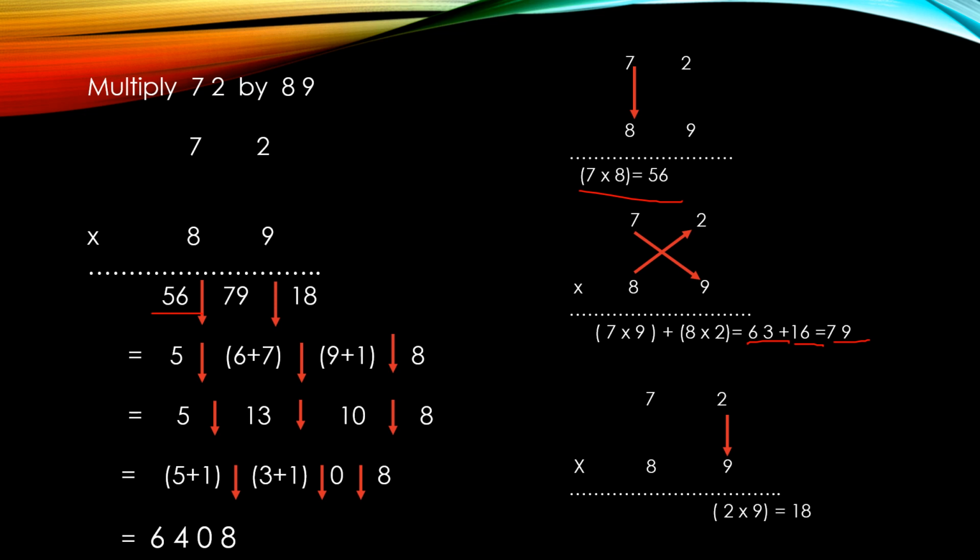Then we apply vertically again, as the unit digit is also here. So we apply vertically 2 multiplied by 9. 2 multiplied by 9 we get 18. Write down 18 here. Here 7 is the carryover in 79 and 1 is also carryover in 18.